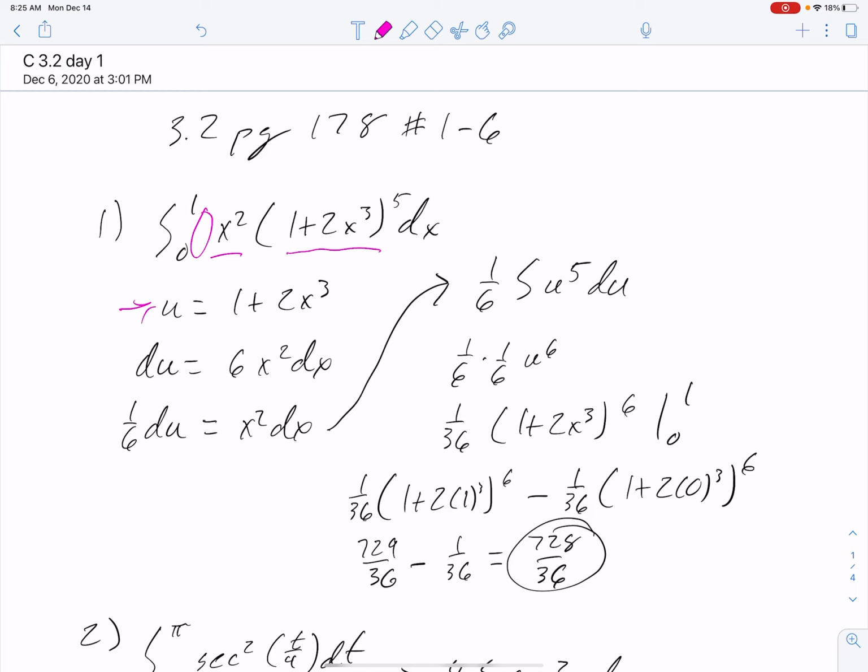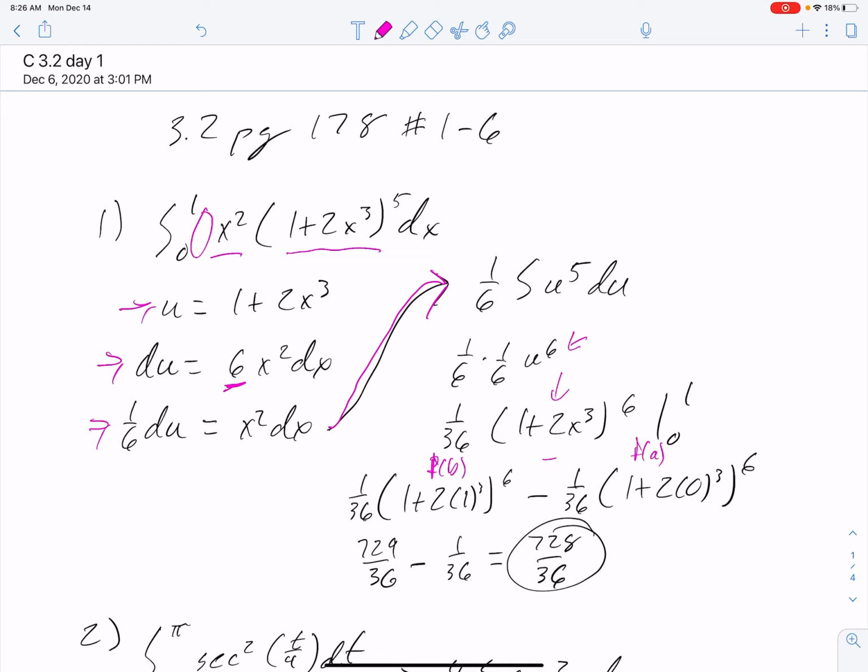So I pick my U value, take its derivative. I need to account for that coefficient of 6, so I've got my 1/6 on the other side. And then I rewrite my integral. Use my anti-power rule, so add 1 to the exponent, divide by the new exponent, and then substitute the values back in. And from there, I can just do f of b minus f of a.